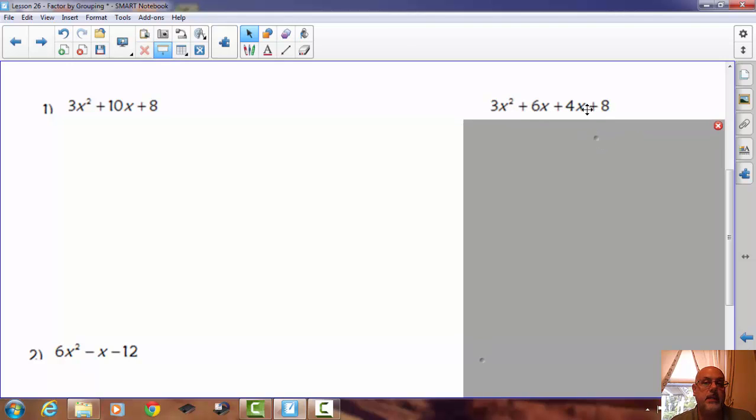6 plus 4 is 10. 6 times 4 is 24. So I group them this way. The 3 and the 6 share a common factor. The 4 and the 8 share a common factor. So you can group them that way.